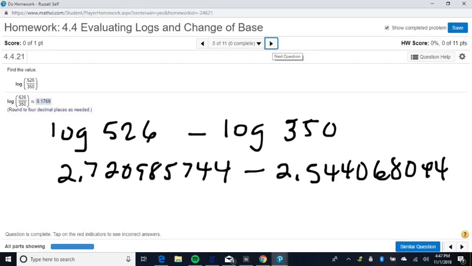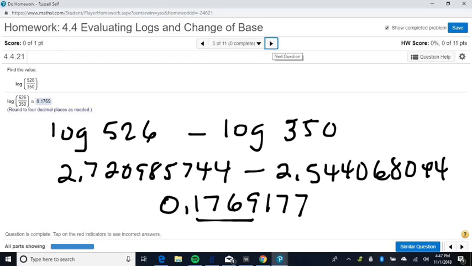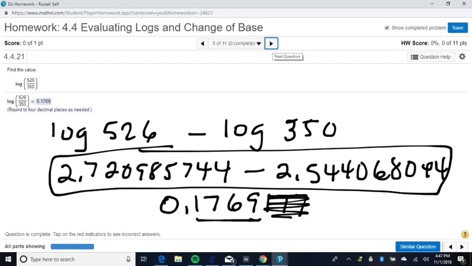Then I get 0.1769177. Okay? I want it rounded to 4 decimal places, so that's 4 decimal places. The number after the 9 is a 1, so all that rest of that stuff is just going to round off. So you can do it as a subtraction, right? Because you're taking a logarithm of the top, a logarithm of the bottom.